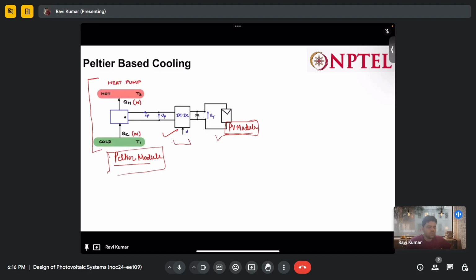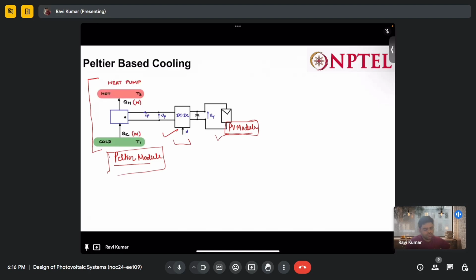Where are we going to use this Peltier based cooling system? Let us understand this way. We have an IC, and in this IC we need to dissipate a large amount of heat, and with the heat the efficiency of the IC drops. So we need to remove that heat from the IC so that it can work without any hurdles and without any efficiency loss.